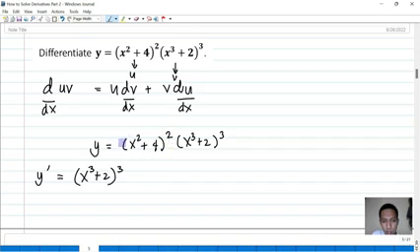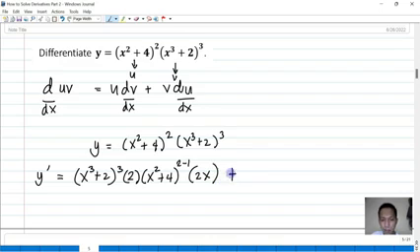Then differentiate this other one. So that is power rule. So bring down 2, and that becomes 2 times. Copy the inside function. We have here x squared plus 4. And subtract 1 from the exponent. That becomes 2 minus 1. And differentiate the inside function x squared plus 4. So the derivative of x squared plus 4 is, we have here 2x.